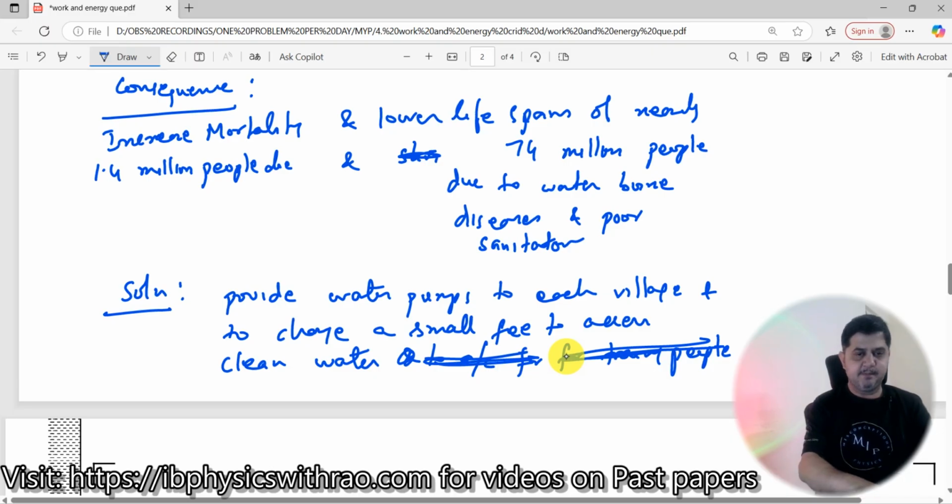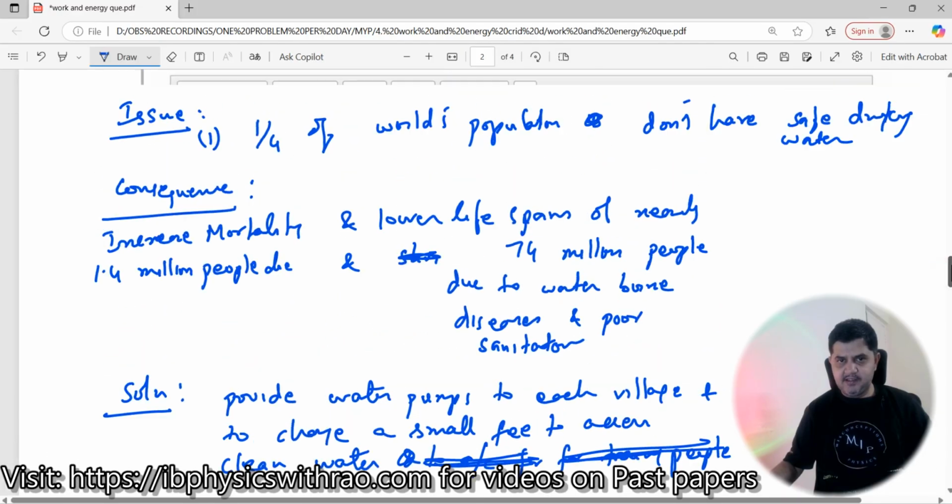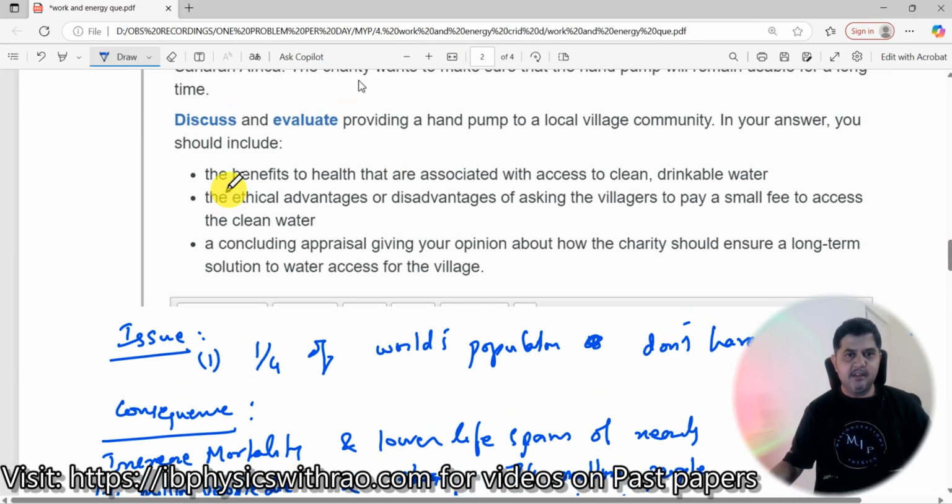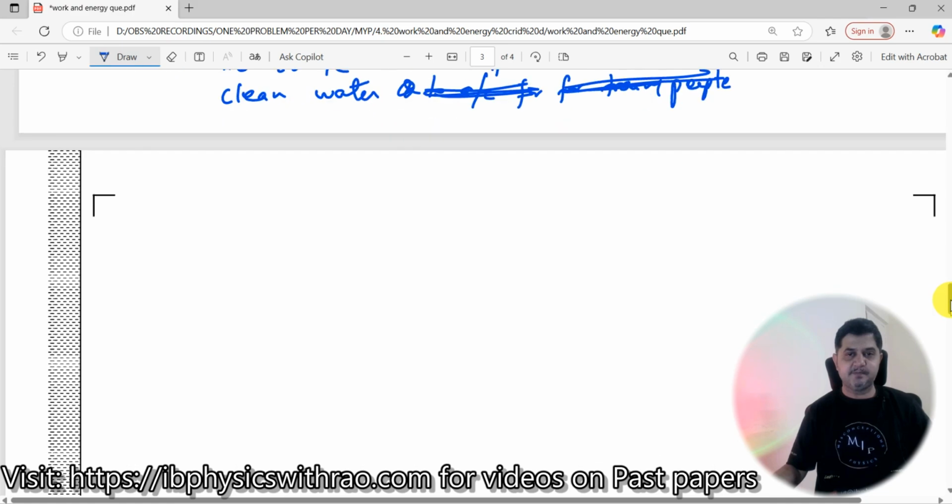Then what's the next step? So we have said about the solution. Let me go back to the question and see what is being asked. The benefits of health that are associated with access to clean drinkable water, ethical advantages and disadvantages. The first part I have written. Okay. Second part is about ethical advantages and disadvantages of creating a pump. What is the ethical advantage? See, usually these questions will create a dilemma when the user writes or the examiner reads. Okay, this is very important to understand.